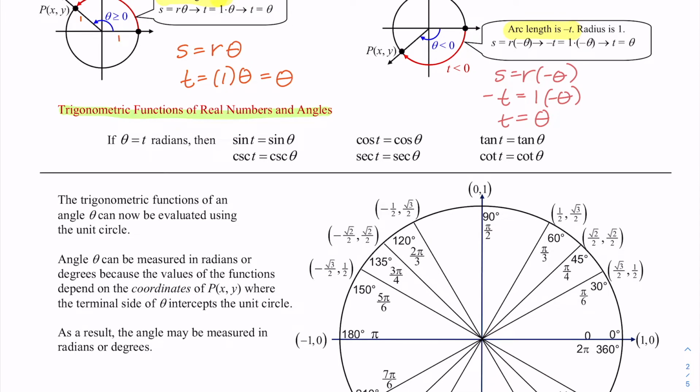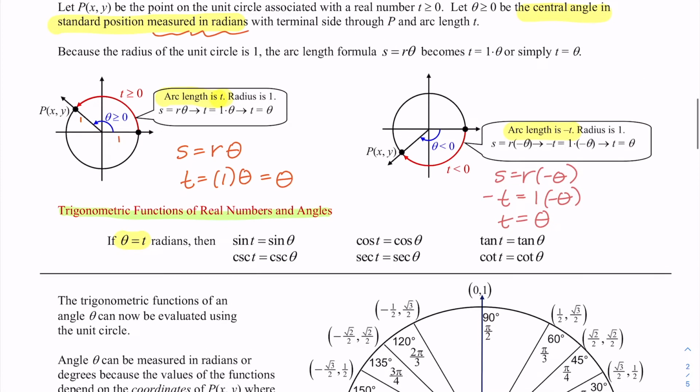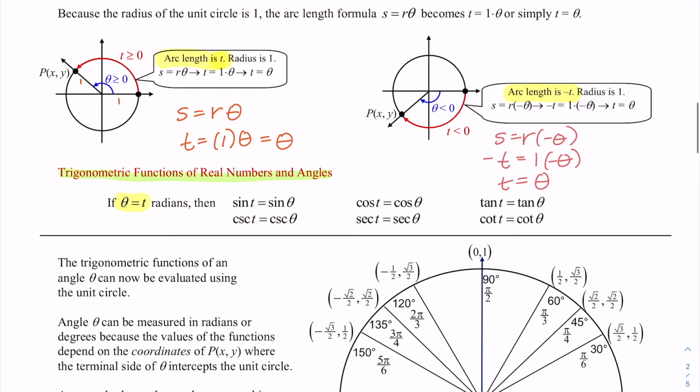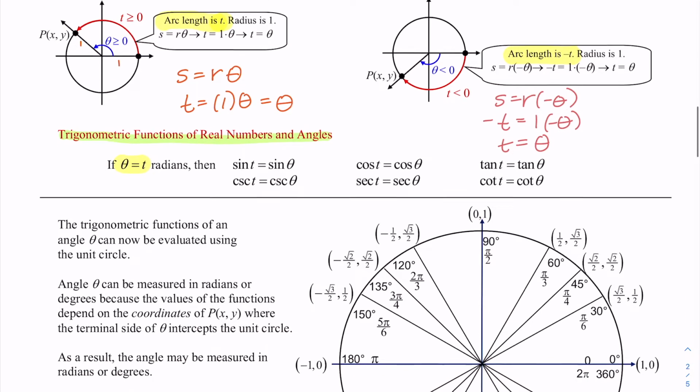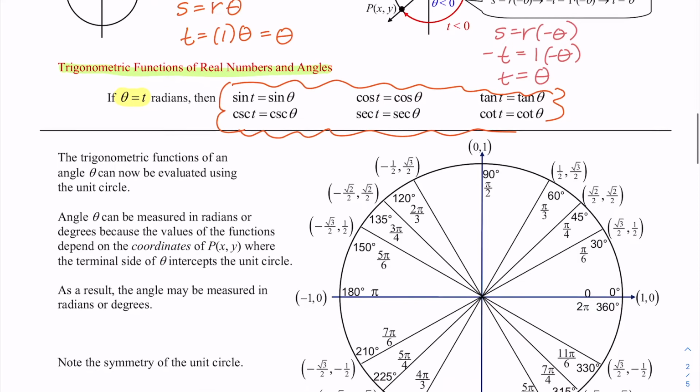So if we've got theta equal to t, which is that arc length, and it is now our central angle in standard position, we now can define the sine of t equals the sine of theta and so forth. So everywhere that we had arc length before, we now have our theta, and that leads us to the unit circle. So let's take a look here.